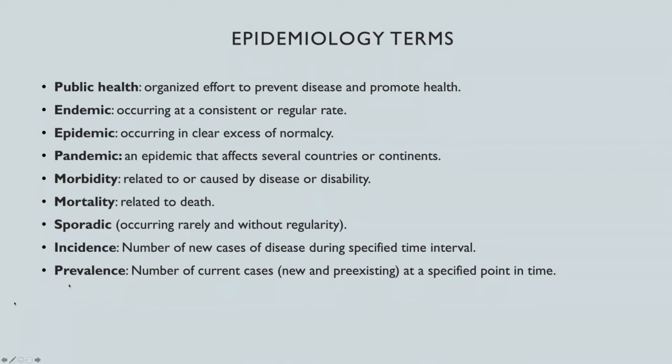And then we have incidence and prevalence. Incidence refers to the number of new cases of a disease during a specific time in the population, of course, that is at risk. For example, if you are to study the incidence of a disease, let's say you are studying cervical cancer.